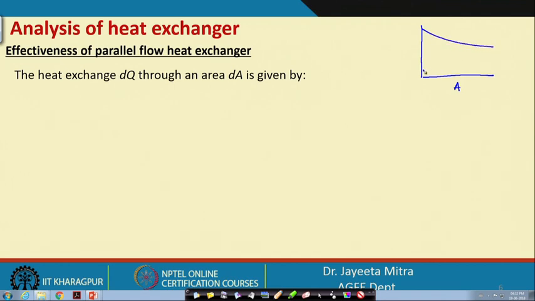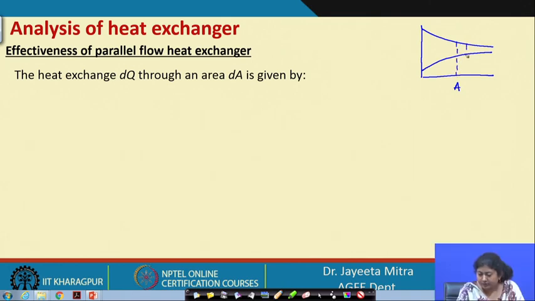So, this is the hot fluid and this is the cold fluid, and I am taking a small area dA. So, this is TH1, TC1, TH2, TC2, and this one is dTH, dTC. So, heat is coming from the hot fluid to the cold fluid. The heat exchange dQ through the area dA.